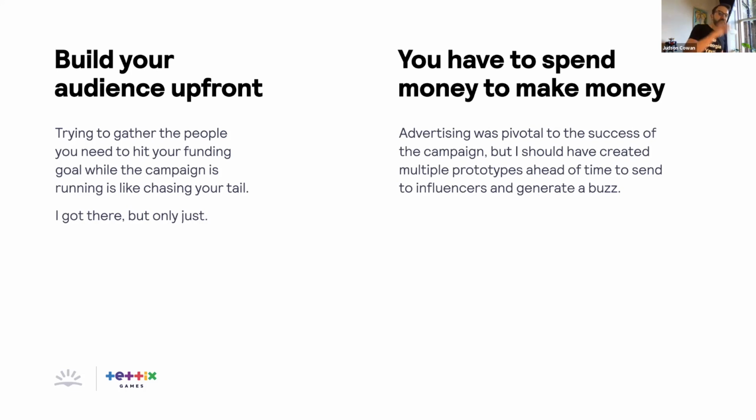The next learning is you need to spend money to make money. Advertising was pivotal to the success of this campaign, but I should have created those prototypes. I should have put the money in to build 4 or 5 of these things, which would have cost me a little over $1,000, and sent them to influencers to generate buzz. And that would have meant, instead of making just 100% of funding, we got 1,000% of funding. Most board games will fund within 3 minutes because they've built the audience ahead of time, and then they wind up smashing their goal by 10 times or 20 times. So hopefully next time, 20 times funding, that'd be great.